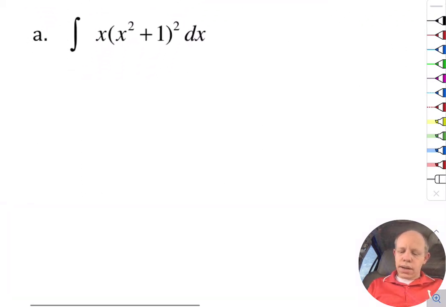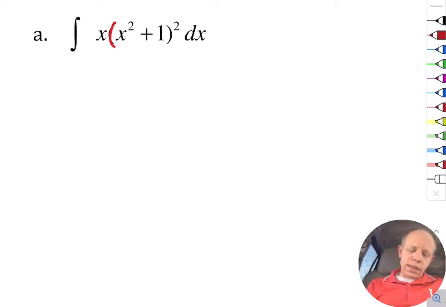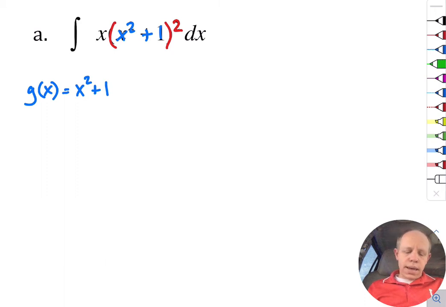All right, so let's look at letter A here. What you do want to notice first is that this is a composite function, some function to the second power, and we do have an outer part that's being multiplied there. Now the inner part here is the x squared plus 1. And we're going to go back and just rewrite this here. So g of x is equal to x squared plus 1. That's the inner function. Now we do want to find that derivative.